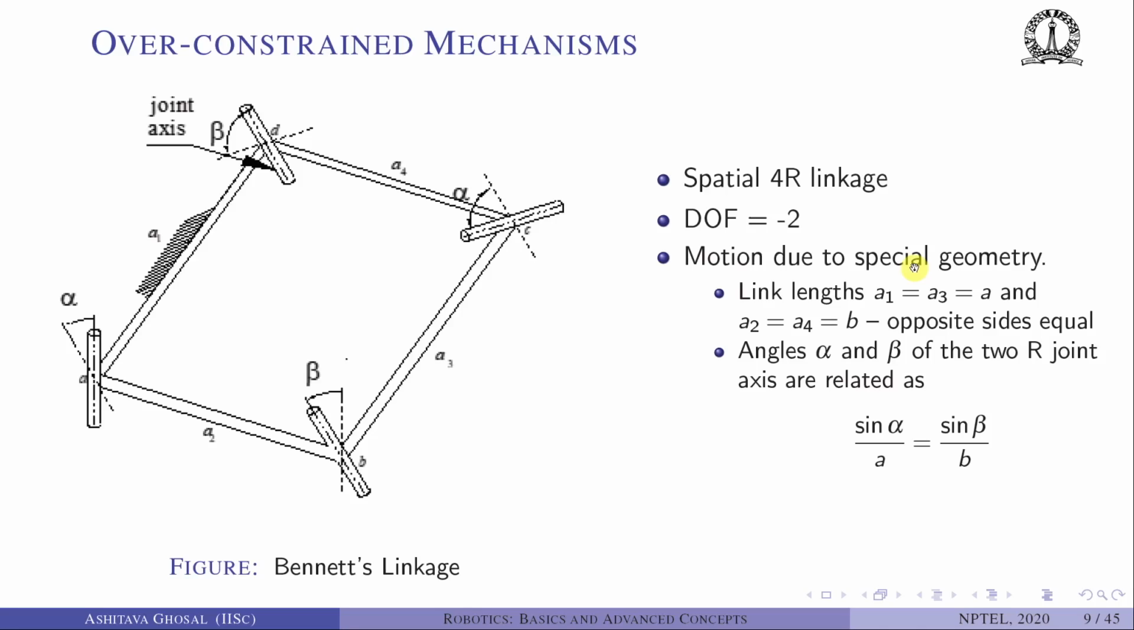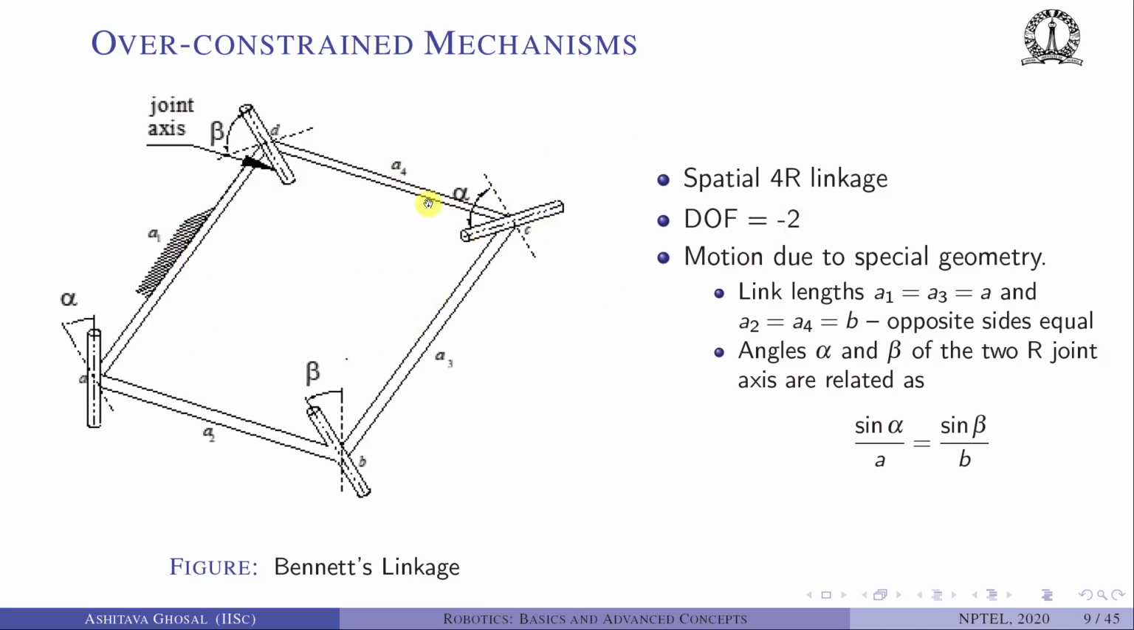This is another very famous over-constraint mechanism in 3D space. This is a spatial mechanism. This is called the Bennett's linkage. So basically, there are 4 rotary joints. Okay, these joint axes are in 3D space. They are not coming out of this screen. They are not all parallel. And there are only 4 links, 1, 2, 3, and 4.